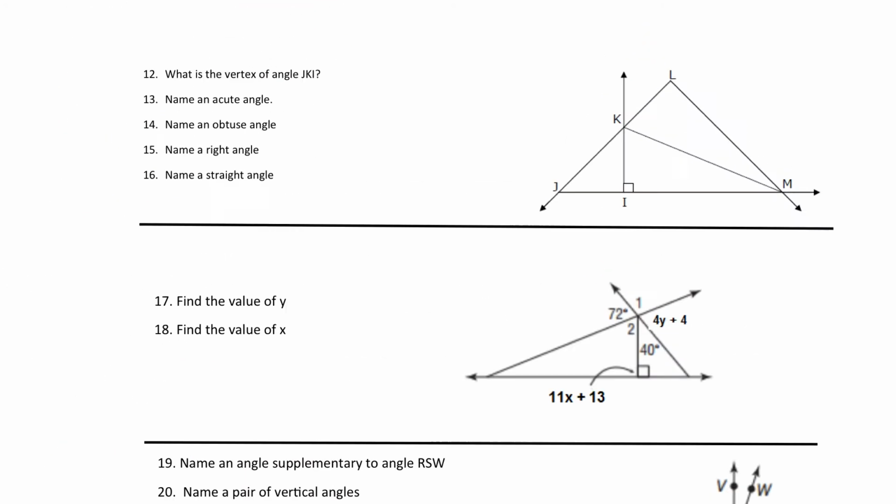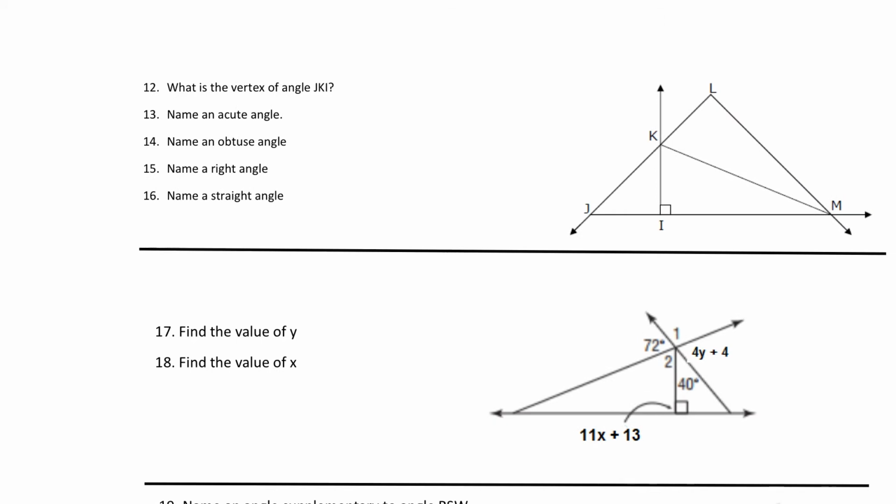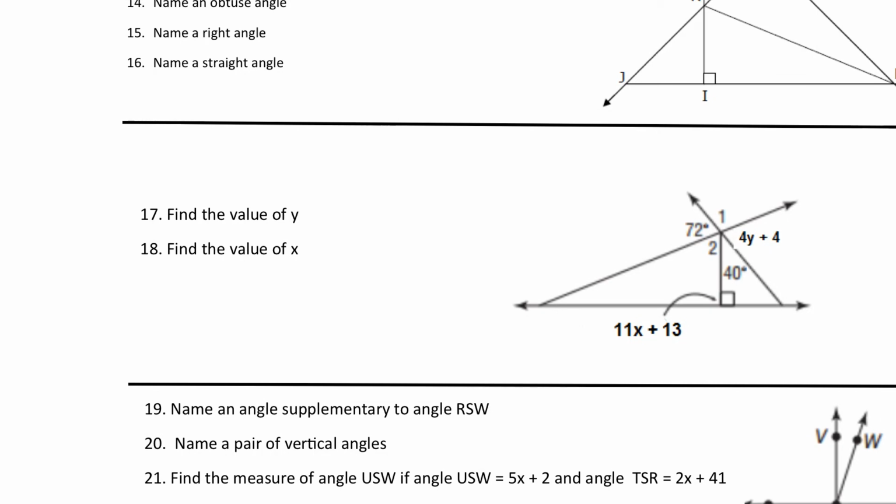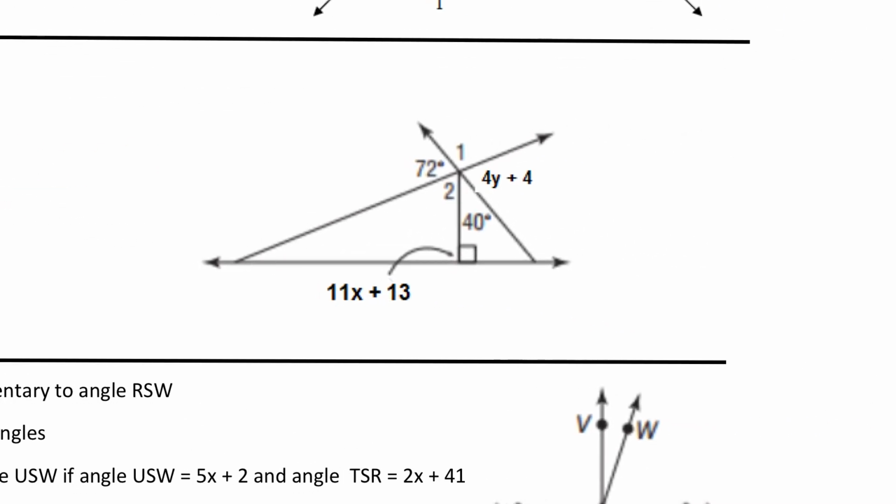Okay. All right, on the back. So at the top up here, this is basically like the first ones on the front side. So very similar. You're going to name it acute, obtuse, right, all of that. So dropping down to number 17. 17 says find the value of y. So when I look over here, I see a y right here that's talking about this angle.